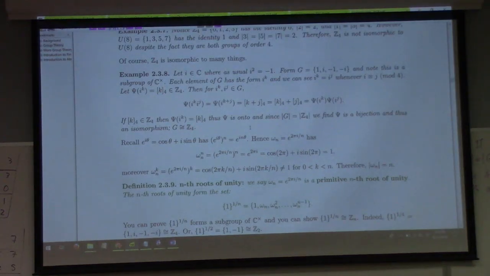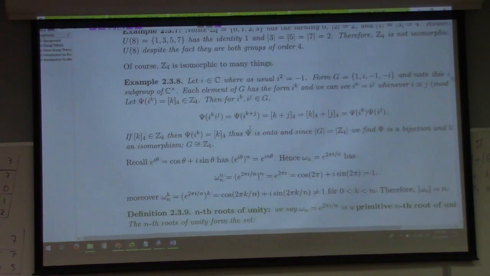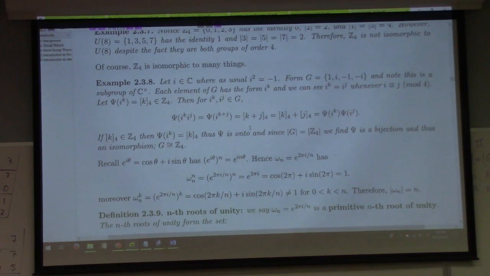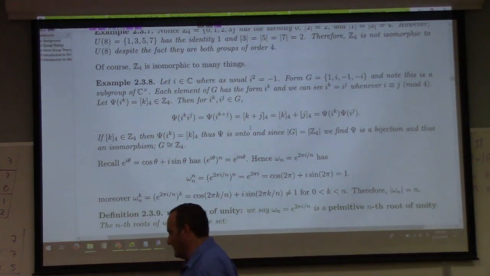We are almost done. I really don't have much more to show you. So something I wanted to mention to you that's fun: a couple of fun examples. What is Z4 isomorphic to? I just showed you what it's not isomorphic to. Z4 is not isomorphic to U8. What is it isomorphic to?